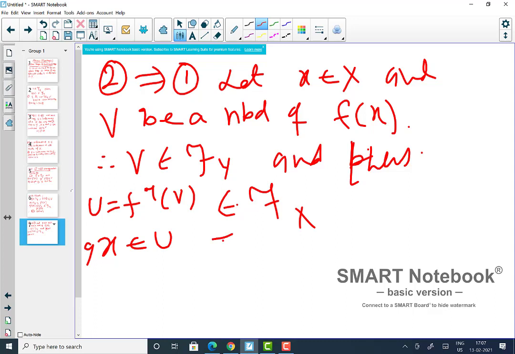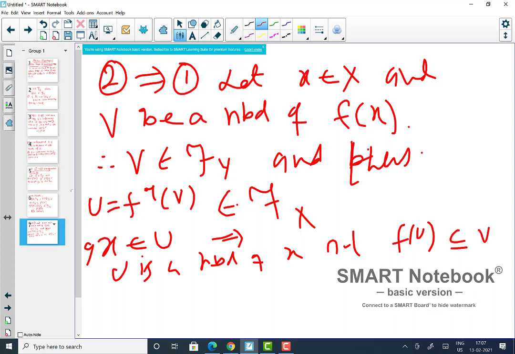This implies that U is a neighborhood of x such that f of U, which is nothing but V itself, is a subset of V, right? It's actually V itself, but that means this is also a subset of V. And this is that definition 1. So definition 1 follows. Okay, so these two definitions are equivalent.